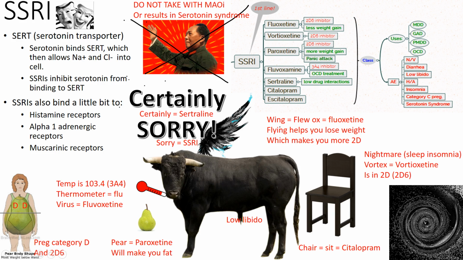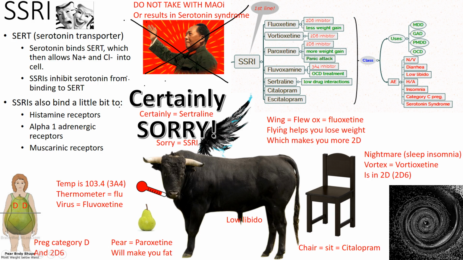Now here is the fluoxetine. So this is the ox that flew, okay? He's got the wing here, helps him to fly. And you notice I couldn't do the wings very well because this is a two-dimensional picture. So here it's a 2D wing. Kind of remember that it's 2D6.